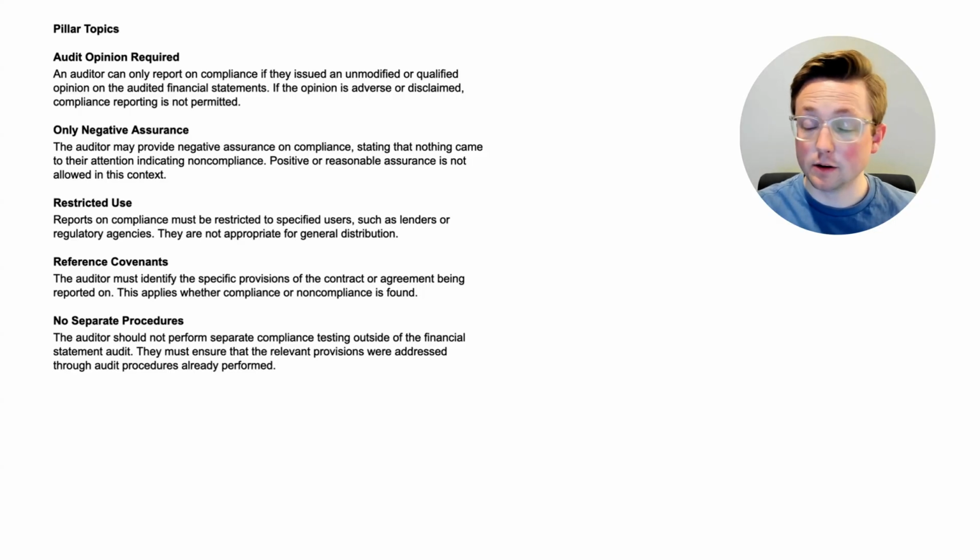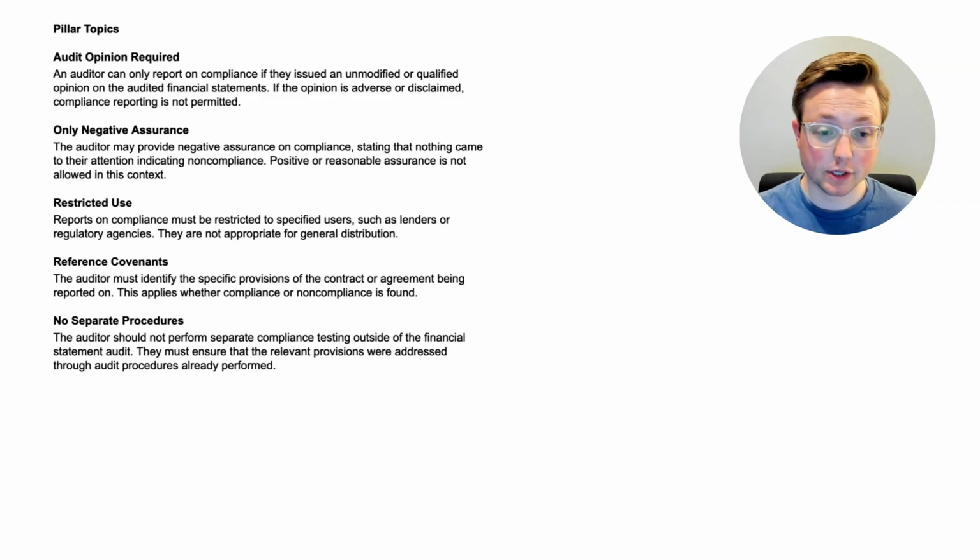First off, audit opinion required. There is a specific type of audit opinion that's required to be able to do this. An auditor can only report on compliance if they issued an unmodified or qualified opinion on the audited financial statements. If the opinion is adverse or disclaimed, compliance reporting is not permitted. Now let's talk about negative assurance. And again, the negative assurance that you can only give if it's unmodified or qualified. The auditor may provide negative assurance on compliance, stating that nothing came to their attention indicating non-compliance. Positive or reasonable assurance is not allowed in this context.